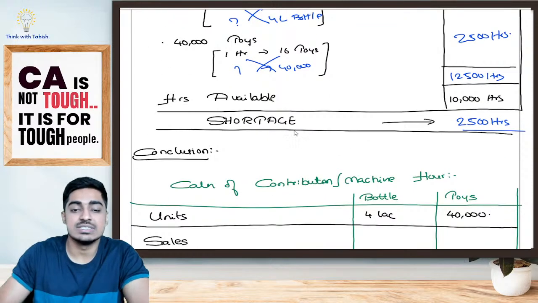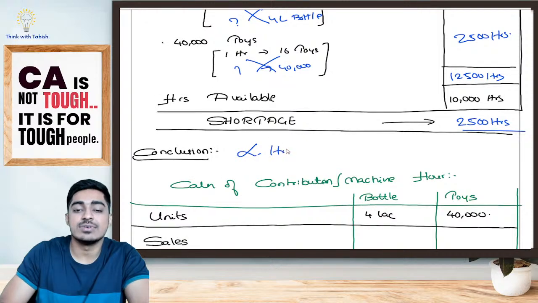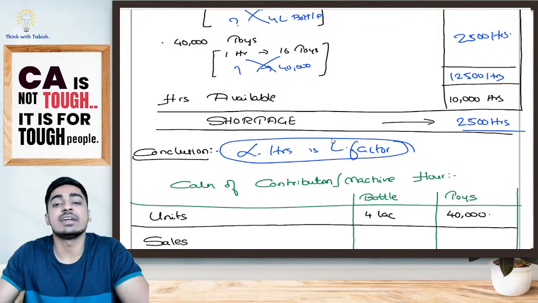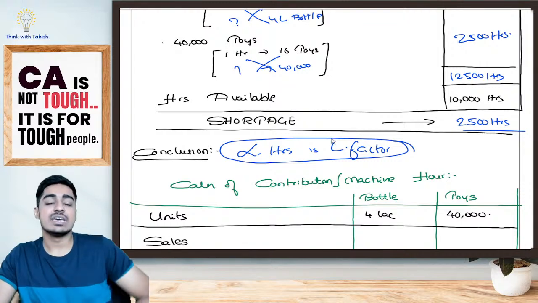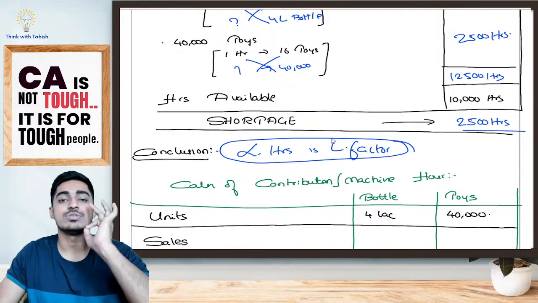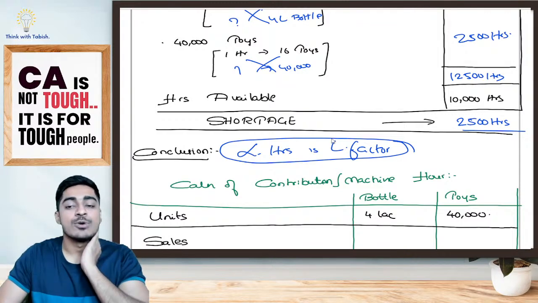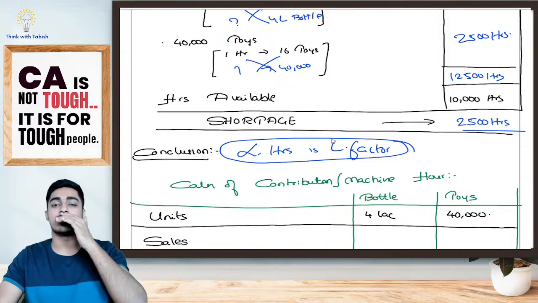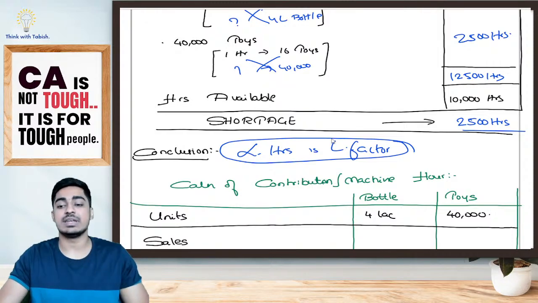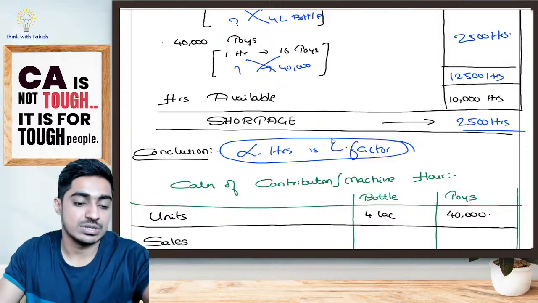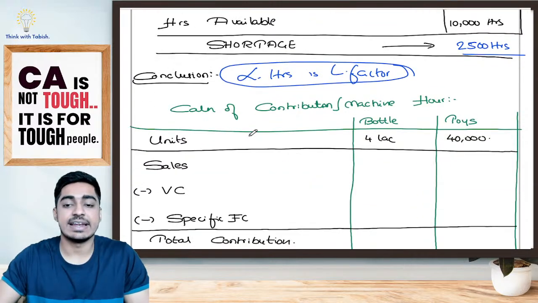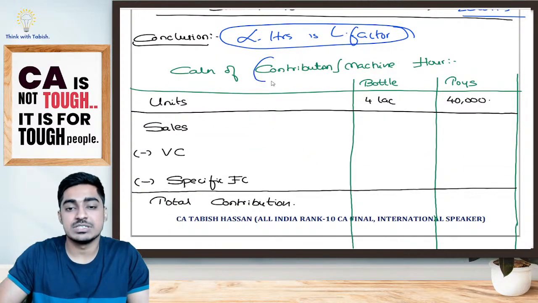What is the meaning, students? It means that labor hours is a limiting factor. If any factor is a limiting factor, how do we take a decision? We take a decision based on contribution per limiting factor. Now we'll see for bottle, what is the contribution per limiting factor? For toy, what is the contribution per limiting factor? And based on that, we will take the decision. Is it clear, students? Okay, yes, we will calculate what is the contribution per machine hour.